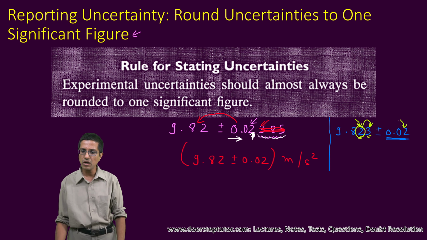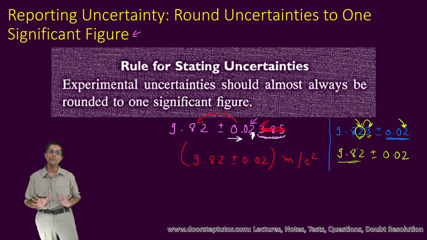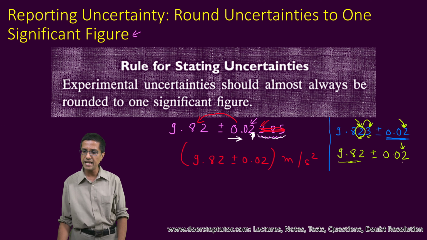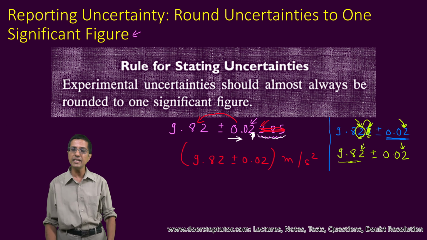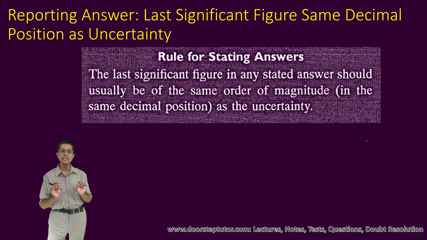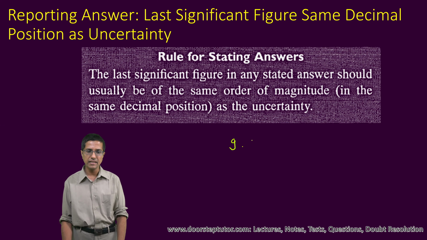So based on the significant figure in my error, I now change my measured value to have the same order of magnitude as the significant figure in the error. Here the significant figure in the error was in the 100th decimal place, so I would not go beyond the 100th decimal place in my measurement either. So in this 9.82, I remove the 3 and only report till the 100th decimal place. That is the second rule: in my answer, I only report to the same decimal place as my error.